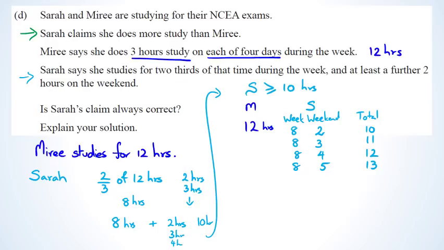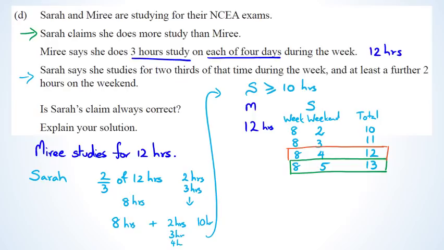All right. But look at this. For that to really happen, she needs to be studying 5 hours in the weekend. Because if she studies 5 hours in the weekend, then her total studying hours will go to 13. If she does 4 hours in the weekend of study, she actually does the same amount of studying as Miri, because Miri is studying 12 hours and now Sarah's also studying 12 hours.